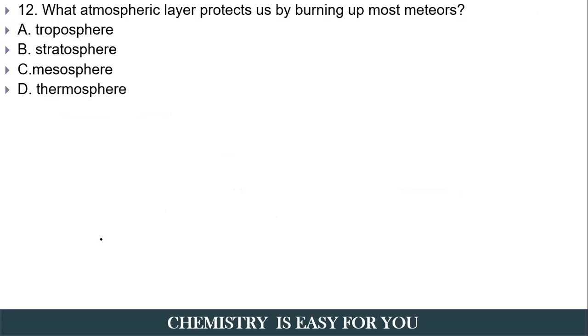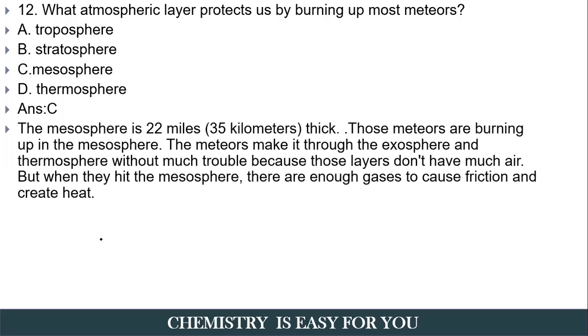Which atmospheric layer protects us by burning up most meteors? All these are the different layers of our atmosphere. The answer here is option C, mesosphere. The mesosphere is actually 22 miles thick. Meteors can come through the exosphere and thermosphere, which are layers of the atmosphere, and reach the mesosphere. But in the mesosphere there are enough gases to cause friction and create heat, and thereby burn up the meteors.